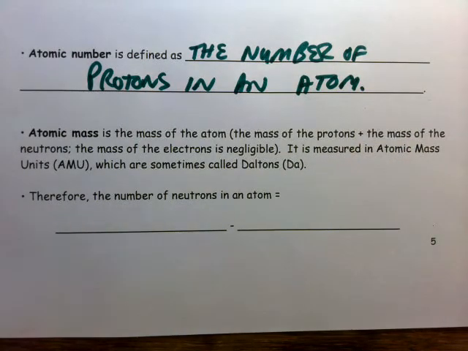So, for example, hydrogen atoms have just one proton, got an atomic number of 1. Helium atoms have 2 protons. Helium has an atomic number of 2, etc. And the atomic number is really the signature. It's the unique calling card. It's the unique feature of that element.